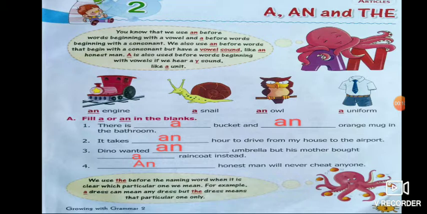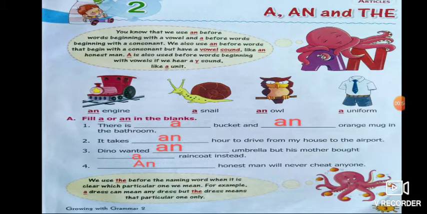Children, you know that we are using an before the words beginning with a vowel. Okay? And what about a? We use a before the words beginning with a consonant, right? Children, already you know the vowels and the consonants. We learned that in the first lesson.